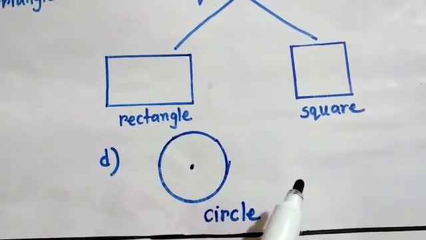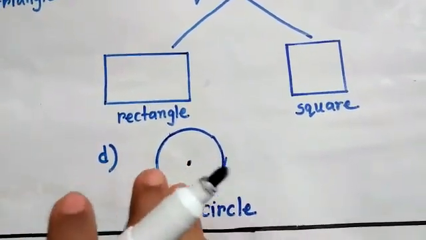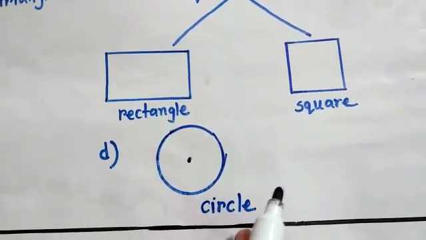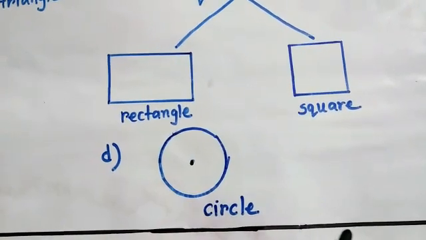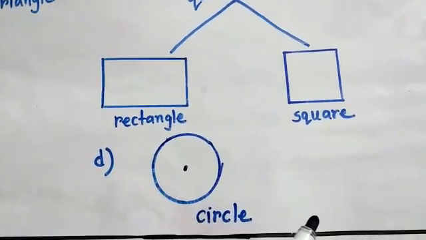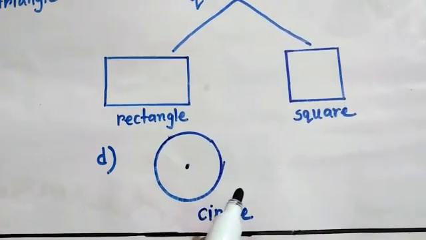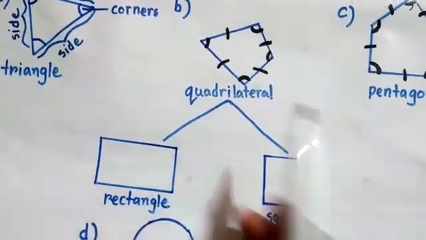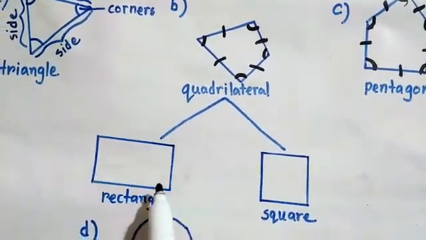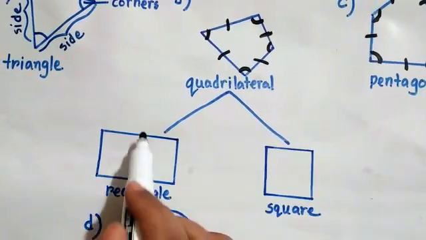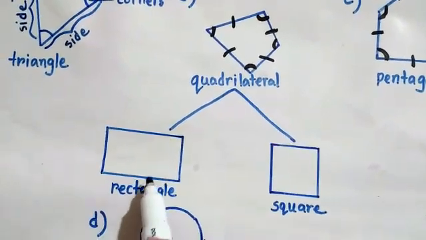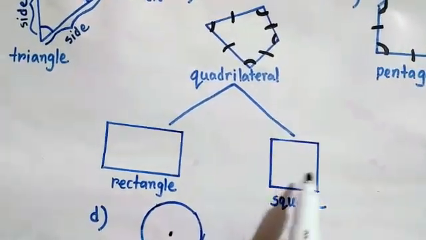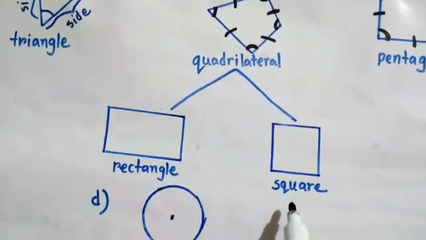Okay, students. So the summary is: the shapes in which we can measure only the length and width are 2D shapes. There are different types of 2D shapes. Triangle, it has 3 sides and 3 corners. Quadrilateral, it has 4 sides and 4 corners. A quadrilateral can be 2 types, rectangle and square. When the opposite sides of a quadrilateral are equal, then it is called a rectangle, and when all the sides of the quadrilateral are equal, then it is called a square.